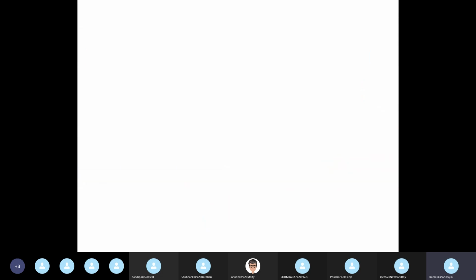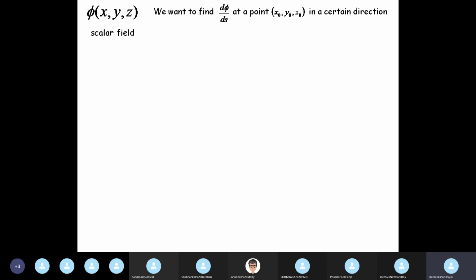All right. So now let's see how it is related to the gradient. So phi(x,y,z) is my scalar field, and we want to find d phi ds at a fixed point x0, y0, z0 in a certain direction. So standing at the bottom of the hill, I would want to calculate this quantity and see which is the fastest or slowest direction of this rate so that I can choose my way up. All right.